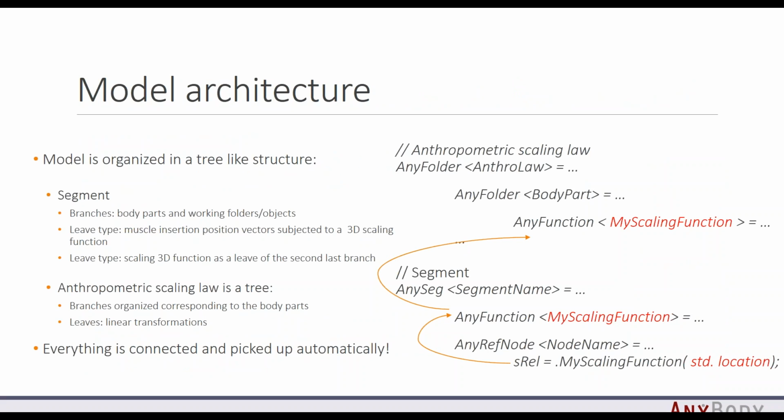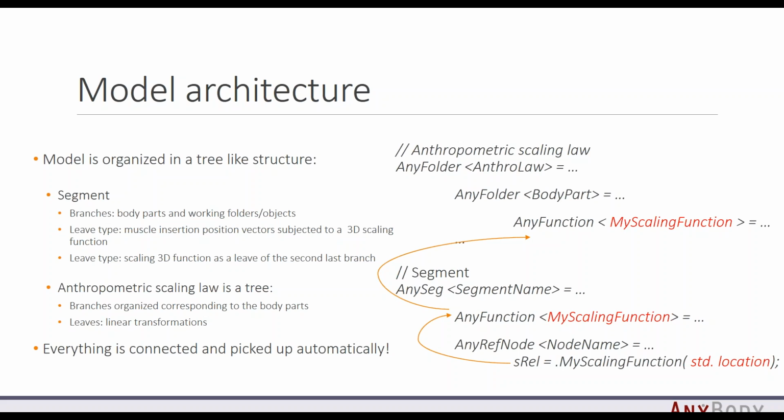Okay, so let's look at the model architecture. An AnyBody model is organized as a tree. Different branches of the tree contain different objects, and for example, one of the branches contains an anthropometric scaling law. What you see on the right is pseudocode, so it's not an actual code, but just to show you that we have a folder that contains the anthropometric scaling law, then we have a certain body part, and inside of it we have something called a scaling function.